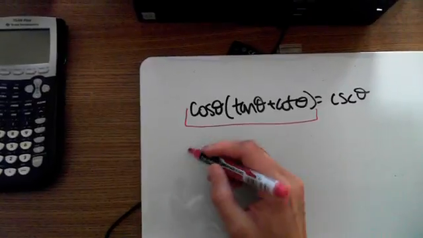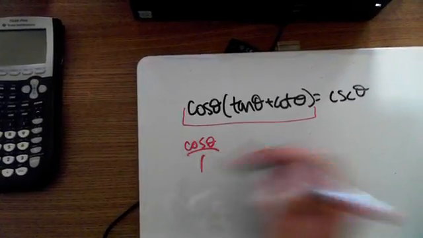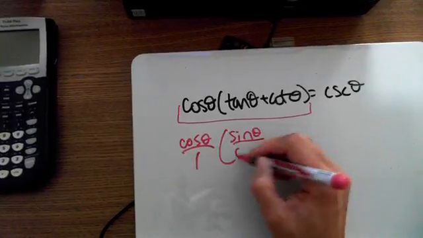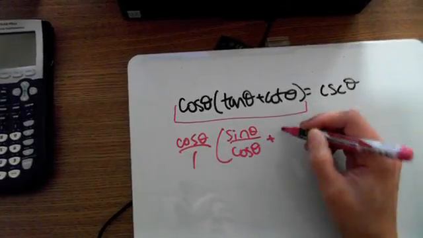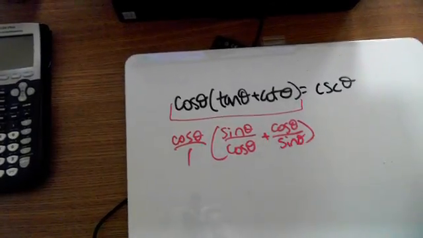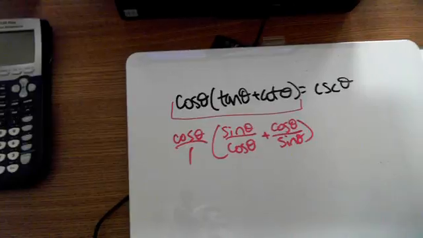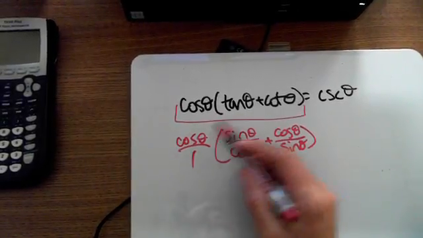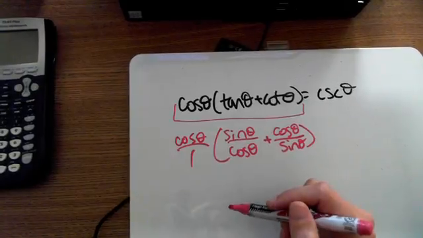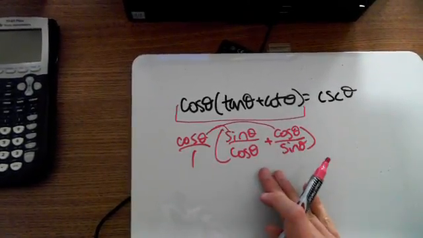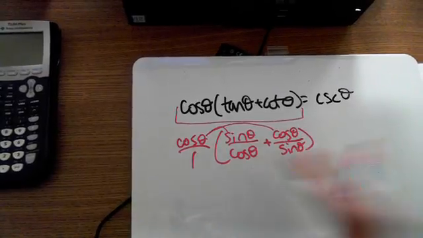how it's written. Cosine is cosine of theta over 1. Then we've got tangent, which is sine of theta over cosine of theta, plus cotangent, which is cosine over sine. So I've just changed everything into sines and cosines. From here is where there's two different approaches. I personally like to distribute this cosine through, so we'll go with that first. Other people like to get a common denominator and push these together, then multiply. So I'll go through both approaches.